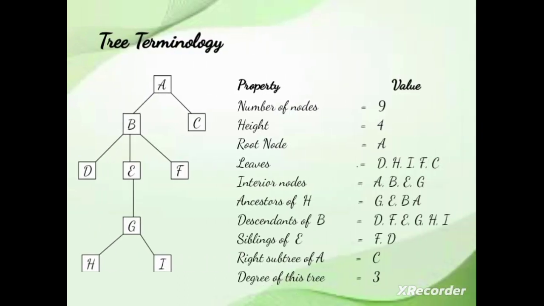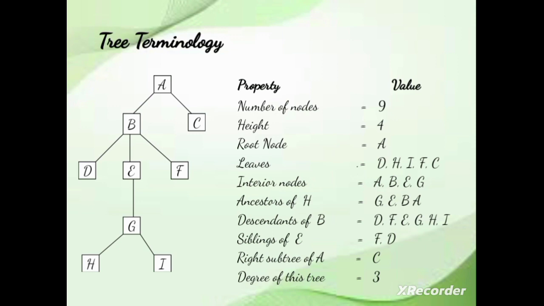In relationship with the tree: number of nodes equals 9. This indicates that the tree has a total of 9 nodes. Height equals 4. The height of the tree is 4, representing the length of the longest path from the root A to a leaf. Root node equals A. A is identified as the root node, which is the topmost node in the tree and has no parent. Leaves equal D, H, I, F, and C. The leaves of the tree, also known as external nodes, are D, H, I, F, and C. These are nodes without any children.